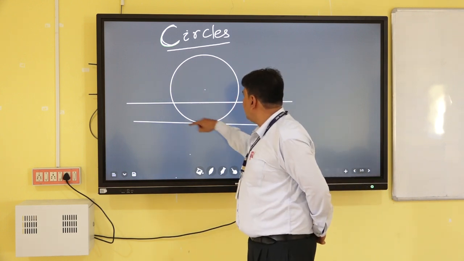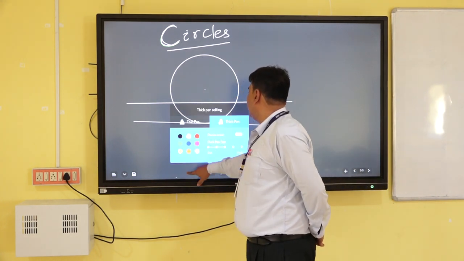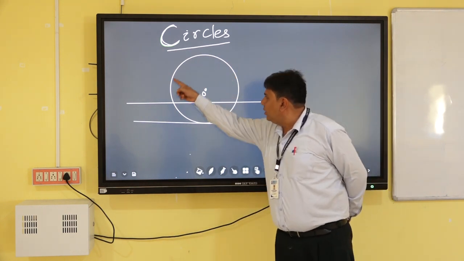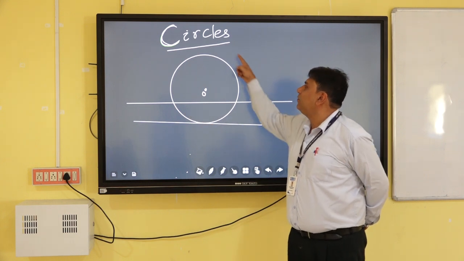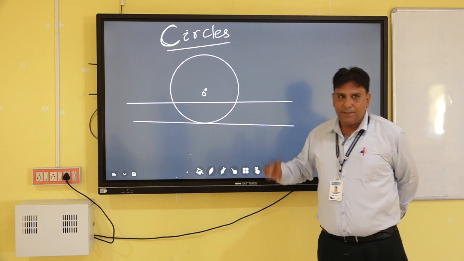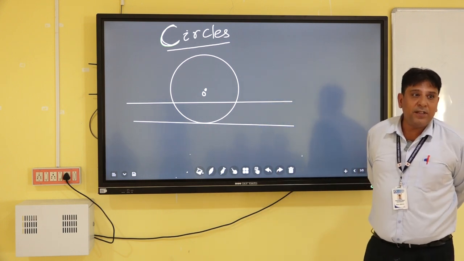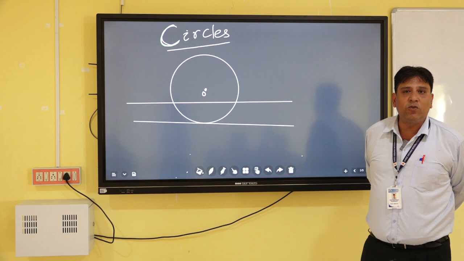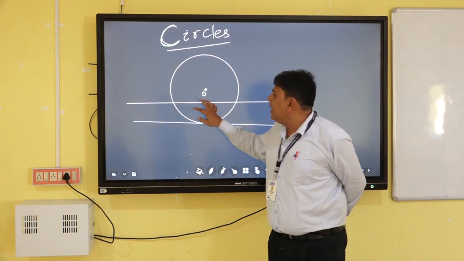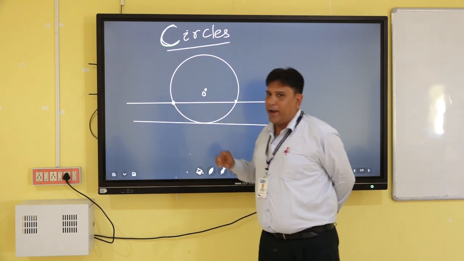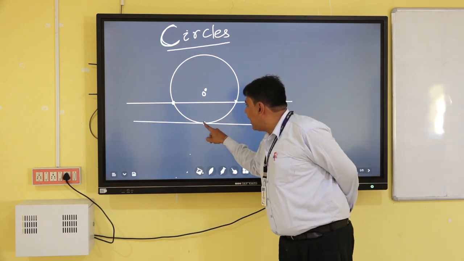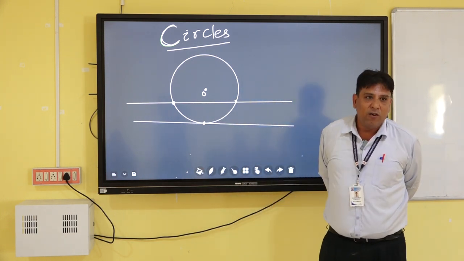For example, suppose this is a circle. We can say that this point will be the center of the circle, and this is what is called the circumference of the circle. Now you can see two lines which I have drawn. What is the difference between these two lines? The first line is intersecting the circle at 2 points, whereas the second line is intersecting the circle at exactly 1 point.